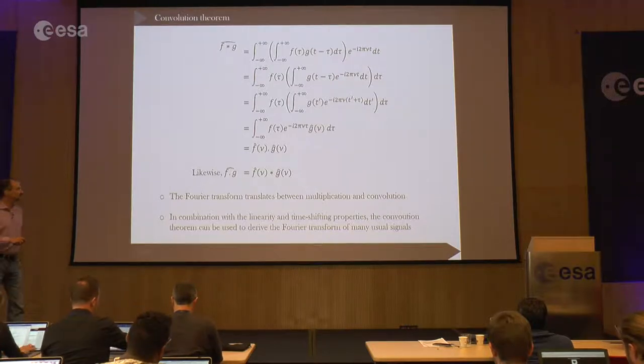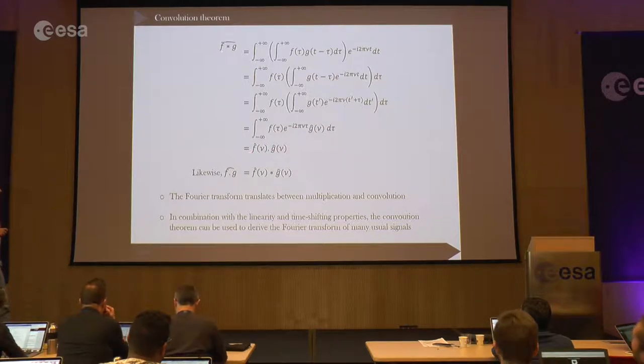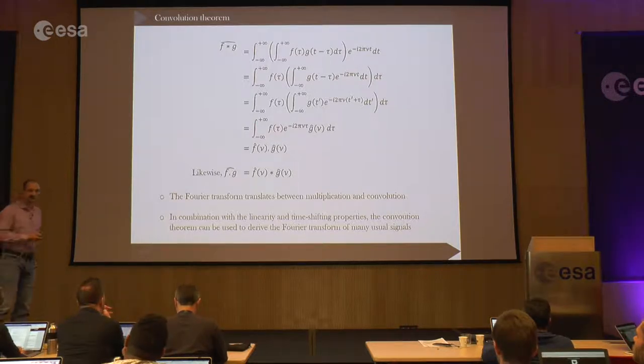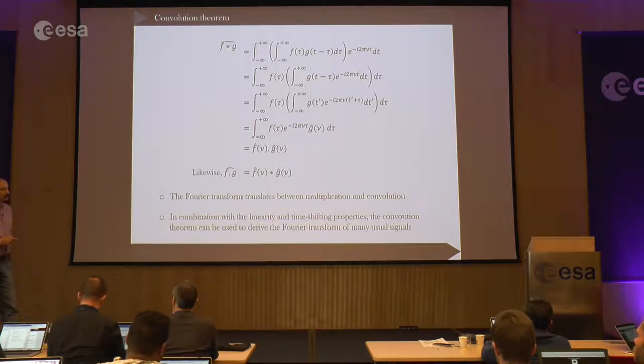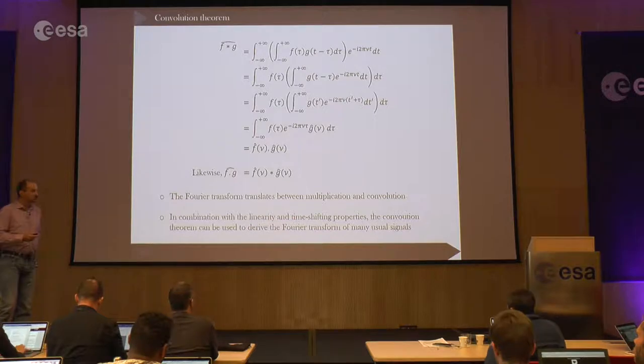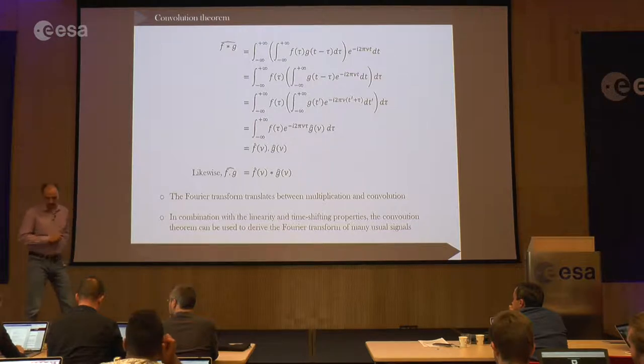So the Fourier transform translates between multiplication and convolution, and that's very, very convenient because in many problems you have to compute convolutions, and that's very efficiently computed in the Fourier space. Simply go to the Fourier space, and the convolution product, which is kind of a nasty thing to compute, is simply the product of two functions in the Fourier space. And since Fourier transforms can be computed very efficiently, in many cases you can gain a lot of time by computing convolutions in the Fourier space. So in combination with the linearity and time shifting properties, so the basic properties, the convolution theorem can be used to derive the Fourier transform of many usual signals. And we will see that.